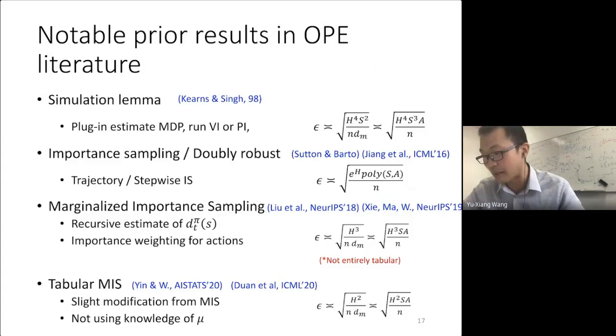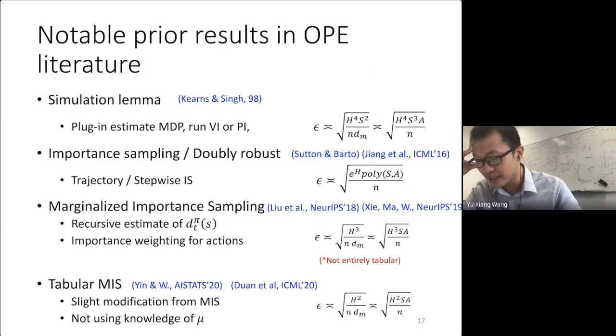Okay, and the importance sampling based approach, for instance, these appeared in the Sutton and Barto book. Either you use trajectory-wise or step-wise importance sampling that blows up the dependence on H to exponential dependence, and that motivated a whole line of work in breaking the curse of horizon.